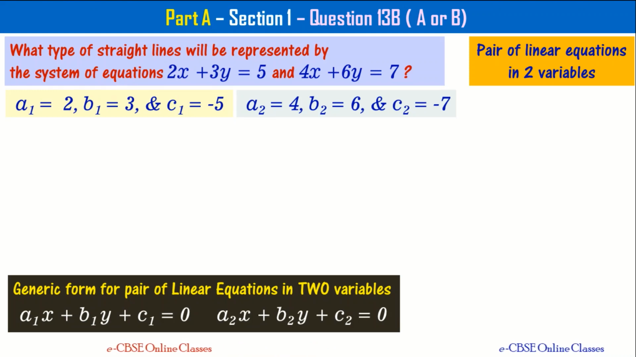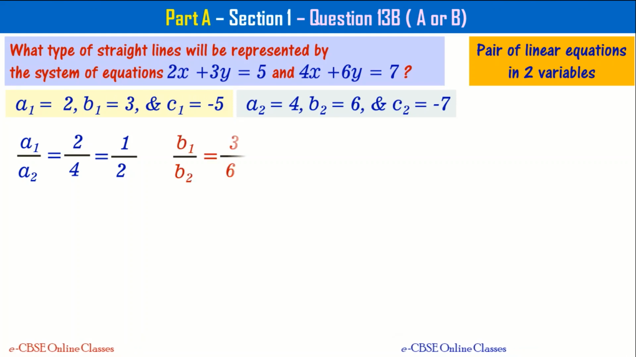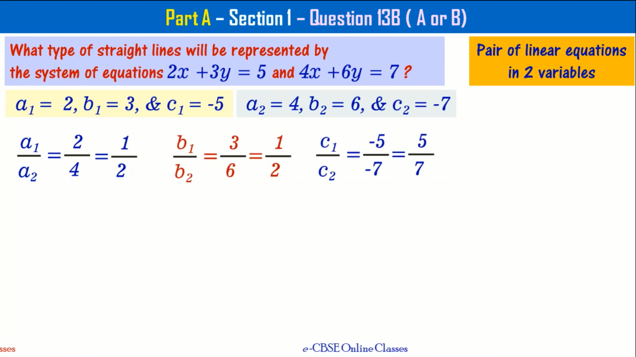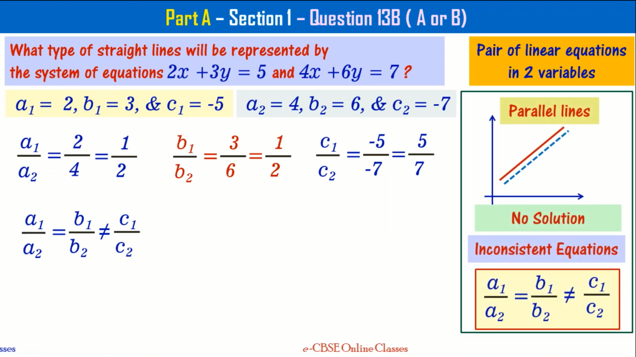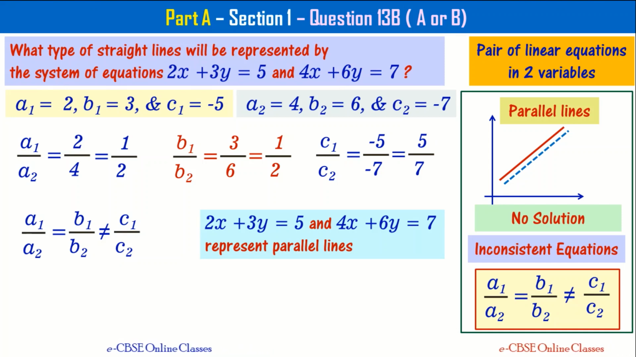Let's take ratios of these coefficients. a1 by a2 equal to half, b1 by b2 equal to also half, and c1 by c2 is 5 by 7. It means that a1 by a2 equal to b1 by b2, but that is not equal to c1 by c2, right? So for such a relation, we said that the lines are going to be parallel and the equations are going to be having no solution and they are inconsistent set of linear equations. You remember? So based on this, we can say that 2x plus 3y equal to 5 and 4x plus 6y equal to 7 represent the parallel lines. Please take a note of that.